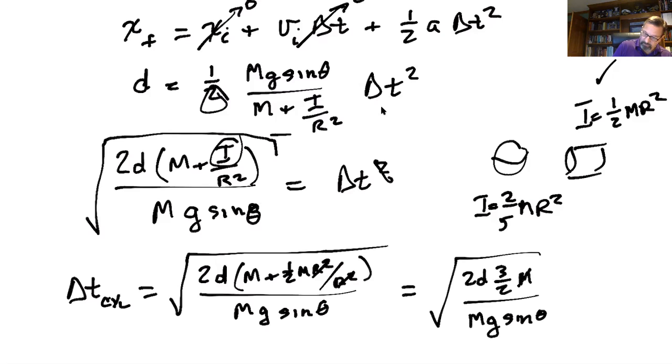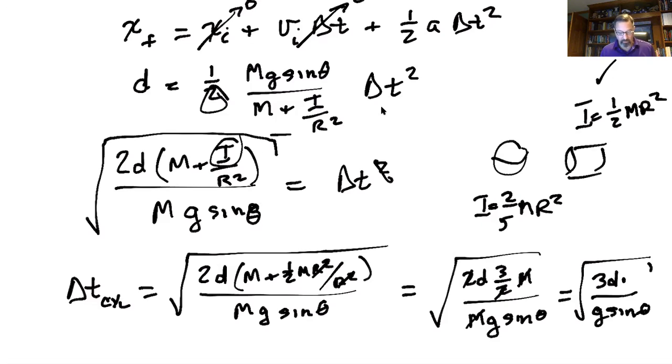It sure looks like the m's cancel, doesn't it? Sure looks like the 2's cancel. And I'm left with 3 times d, and that's divided by g times the sine of theta. Now, I don't know about you all, but I find that to be a very surprising result. I find it to be surprising.